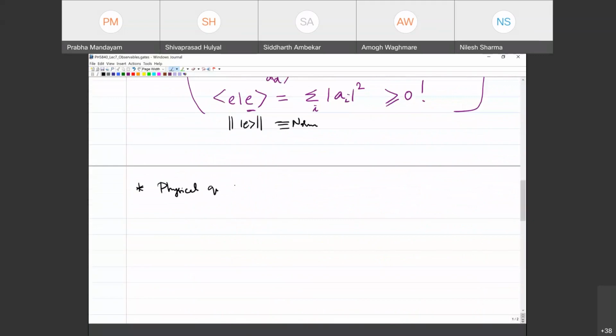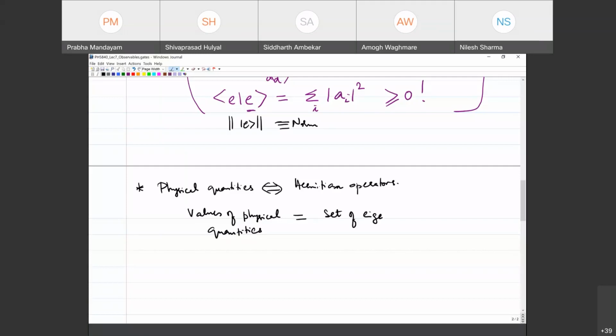Okay, so physical quantities associated with Hermitian operators. The association actually proceeds by first noting that the set of possible values of the corresponding physical quantities are the same as the set of eigenvalues of these Hermitian operators, right?